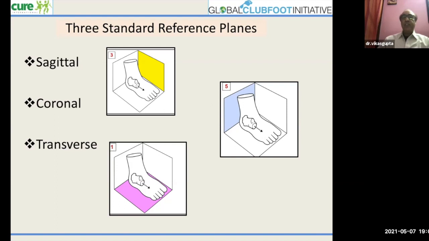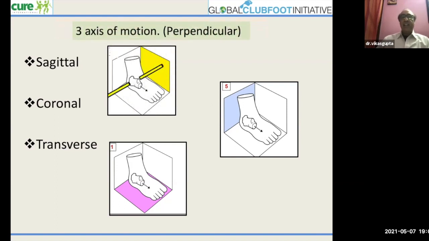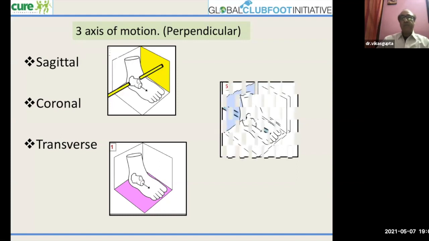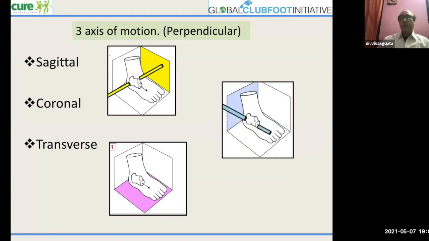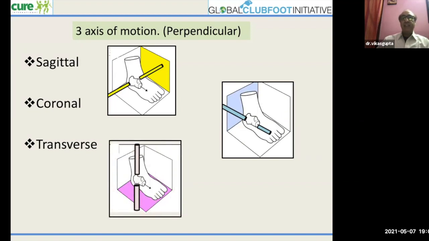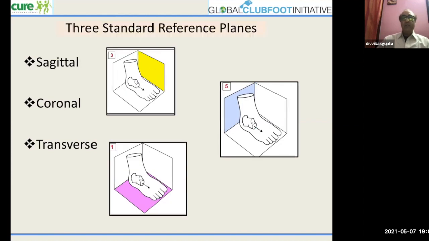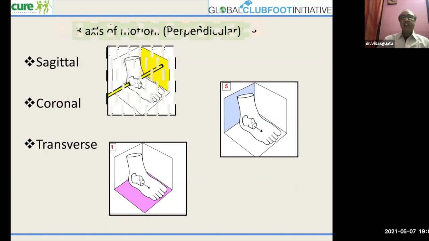So first, go into the sagittal plane. Each plane has an axis, which lies perpendicular to the plane. So in the sagittal plane, there is an axis which runs from side to side. In the coronal plane, the axis runs from front to back, and in the transverse plane, the axis runs from top to bottom. So there are three standard planes: sagittal, coronal, transverse, and three axes which are perpendicular to the different planes.